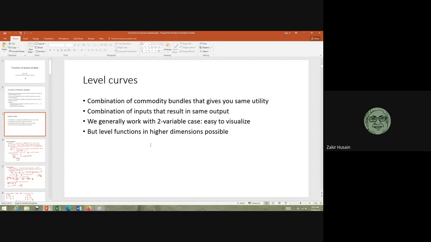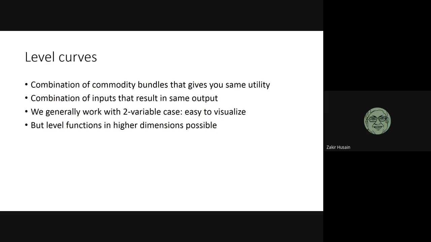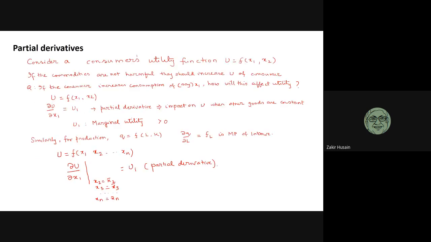So generally, when we draw level sets, we work with a 2-variable case. It's easy to visualize, and it can be easily generalized also in most cases. But theoretically, level functions in higher dimensions are also possible. Now consider a consumer's utility function u as a function of x1 and x2.